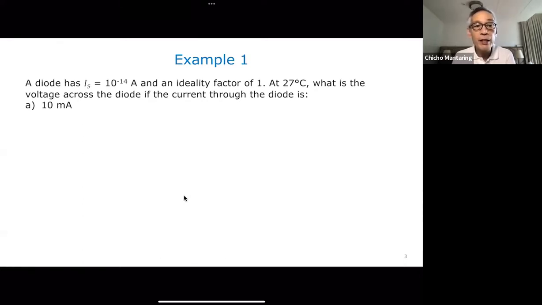No? So a diode has I sub S equal to 10 to the minus 14 amperes. Okay, this is 10 femtoamperes. Ideality factor of 1 at 27 degrees. What is the voltage across the diode if the current through the diode is 10 milliamperes? So if you have your calculators, please type an answer in the chat box as soon as you get an answer. So I'd also like to know who are trying to keep up with the course among those that attended. So paki-sagot lang. Give you 5 minutes, no? Because this is something that you should be able to solve in maybe just even 2 or 3 minutes.